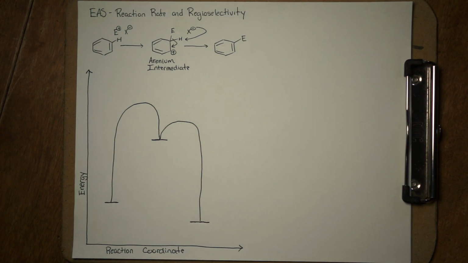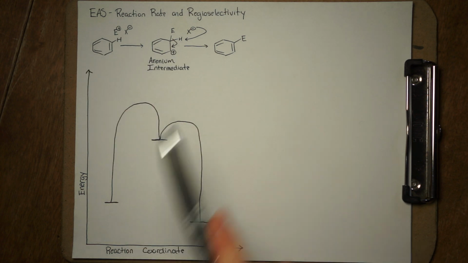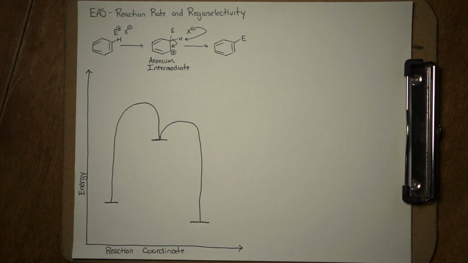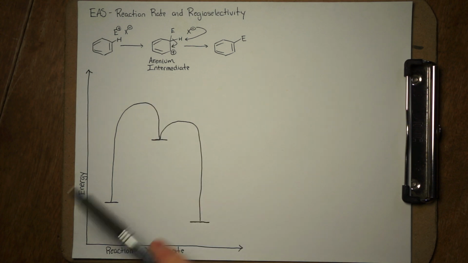In this next series of videos, we're going to be focusing on the reaction rate and substitution regioselectivity of electrophilic aromatic substitution. To begin this lecture, I want to look back at the energy diagram of electrophilic aromatic substitution. What we're looking at on this piece of paper is the generic mechanism for electrophilic aromatic substitution, starting with benzene.